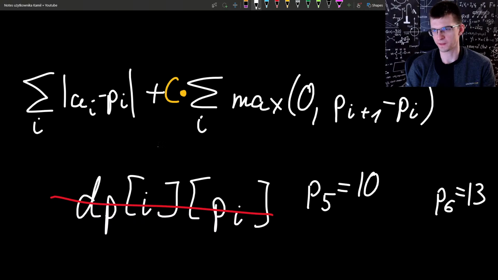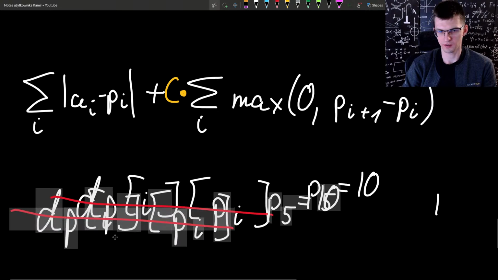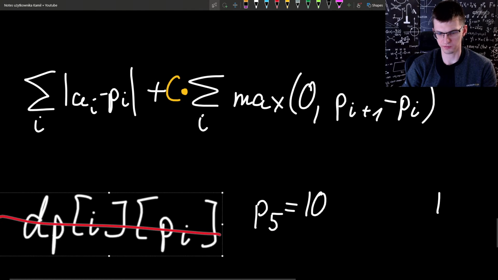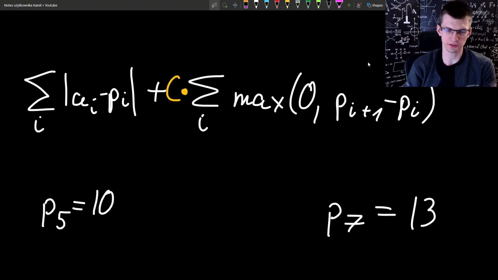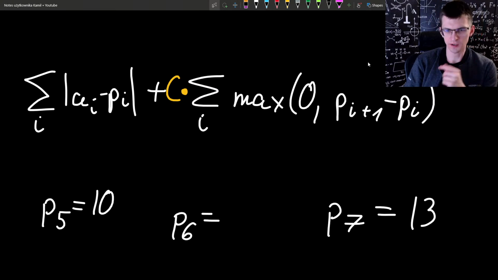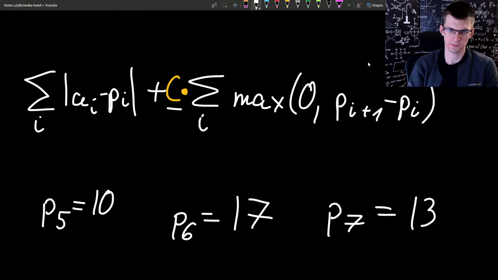Oh no, I mean, wait. I mean that, well, actually this DP just remove. Let's say that P5 is 10. P7 is 13. Somebody told us what is the next P, and now I'm choosing P6. I think that 17 can never be optimal. Moving it down to 13, every step will save us C. And C is greater or equal 1. So this is bad. Also, for the same reason, 7 is bad. It's better to bring it closer to 13.